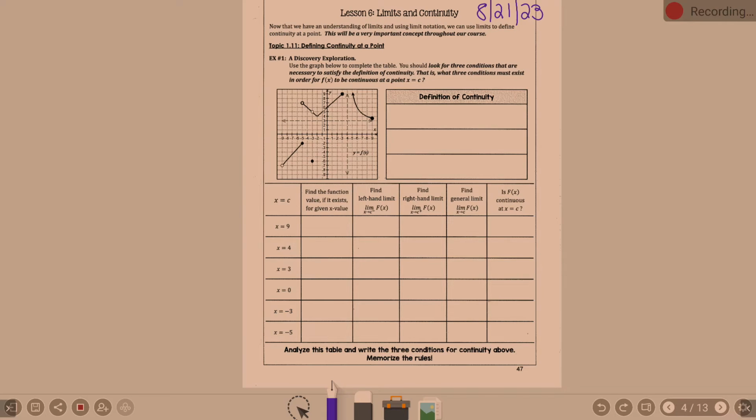I'm trying to remember how they have it defined. As we think about this, if something is continuous, I'm trying to decide how I want to lead you here. We talked about how the graph must exist, okay?